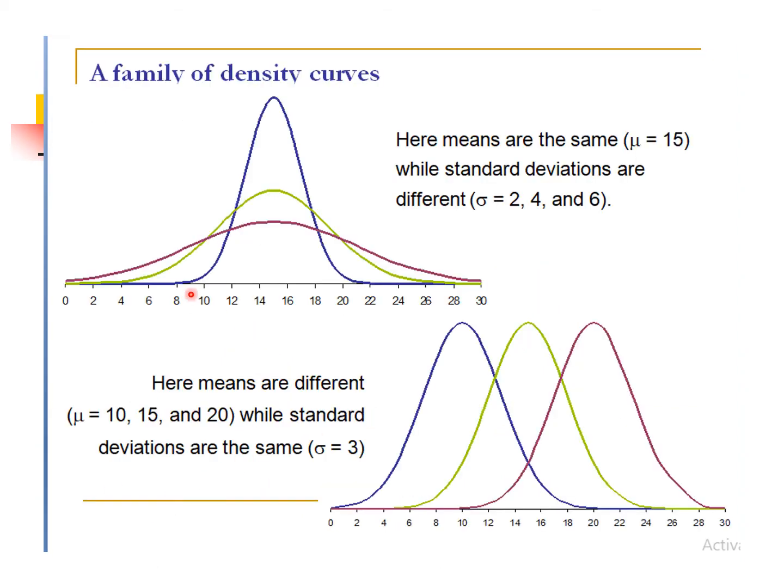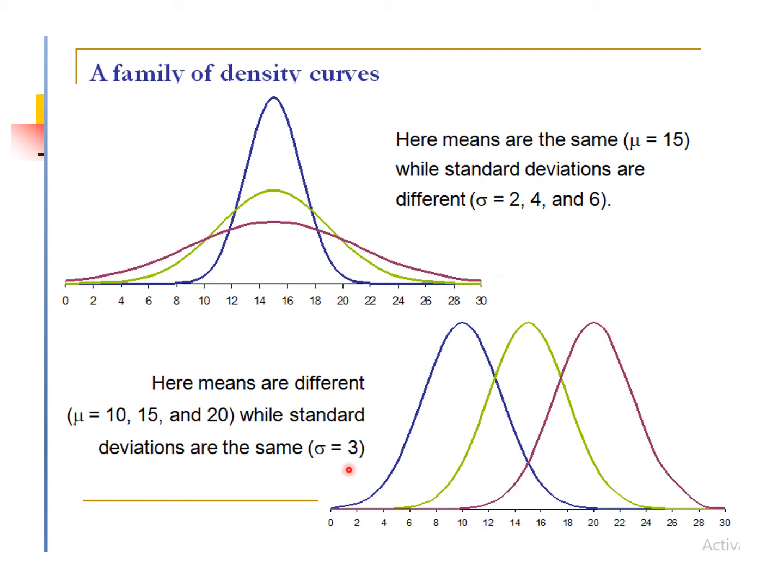So you can see over here, if the value of mu is 15, but the standard deviation is changing from 2, 4, and 6, you can say this is the standard deviation 2. The mean is here, 15. Standard deviation is 4. Standard deviation is 6. You can see a wider spread.